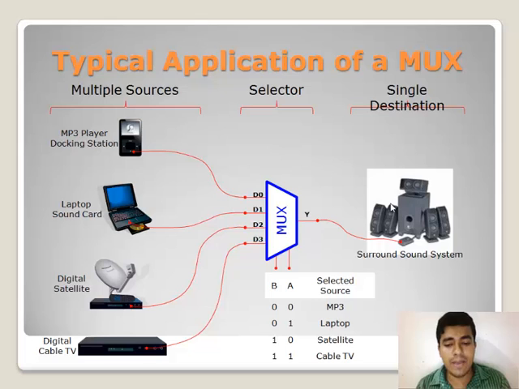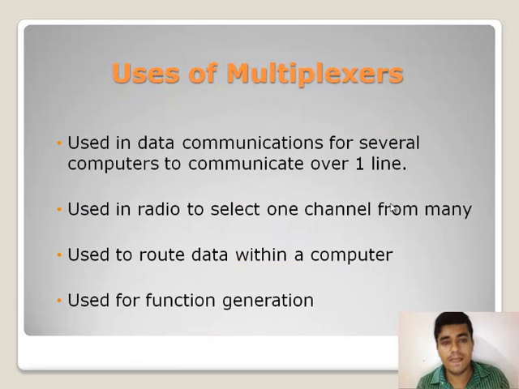When A and B both are 0, the MP3 player is selected to the sound system. If B is 0 and A is 1, then the laptop sound card will be connected to the surround sound system. If B is 1 and A is 0, then digital satellite will be connected to the surround sound system. And if both are 1, both are high, then digital cable TV is connected to the surround sound system. It does not change the order of the system. It only assigns the input according to the addressing, whatever the selector selects.